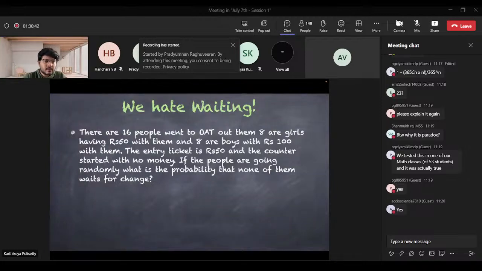Okay, for this to happen, first tell me how should the people go to the ticket counter? What are the favorable cases? How should the people be arranged while going to the ticket counter?